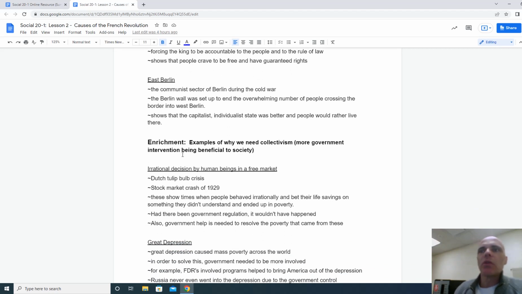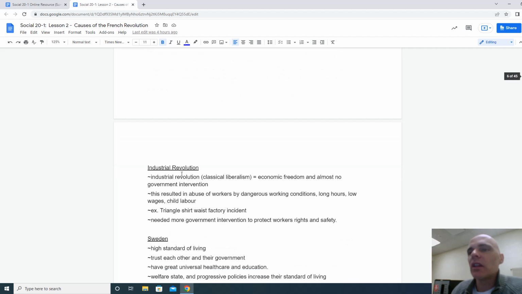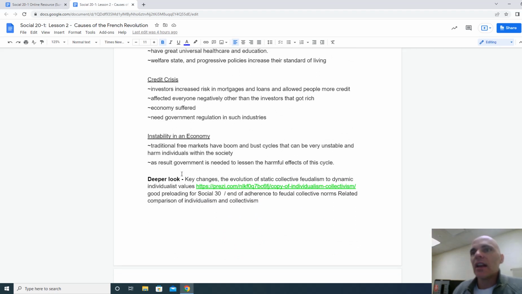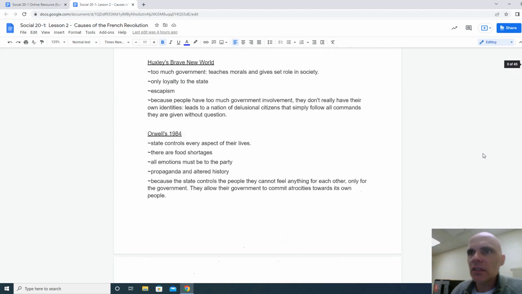But we also have some enrichment notes here of why we might need some collectivism. The irrational nature of mankind shown through tulipmania, our Great Depression, the Industrial Revolution, again Sweden, and the credit crisis of 2008-2009, and general instability in the economy. If you're looking for a deeper look into the division between individualism and collectivism, there is a Prezi link there as well. So that is the first outcome of Lesson 2.